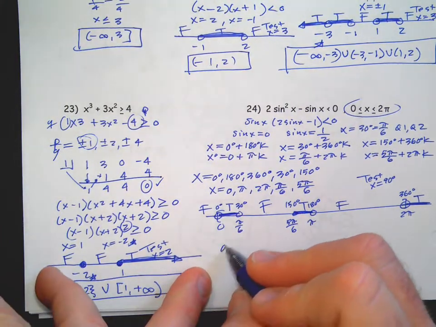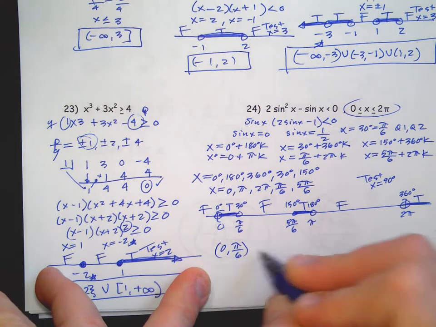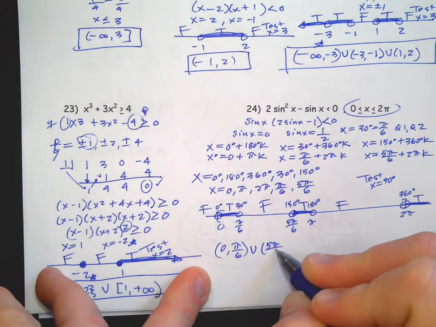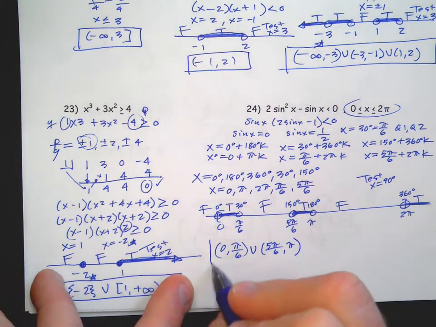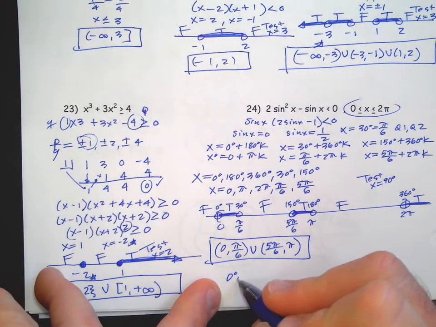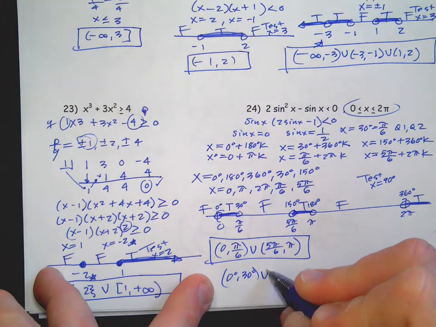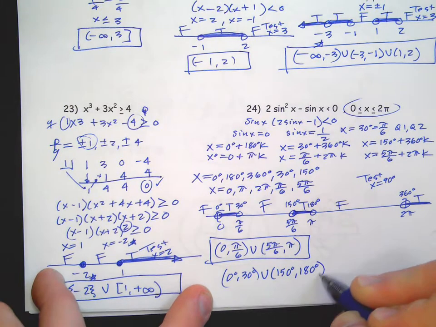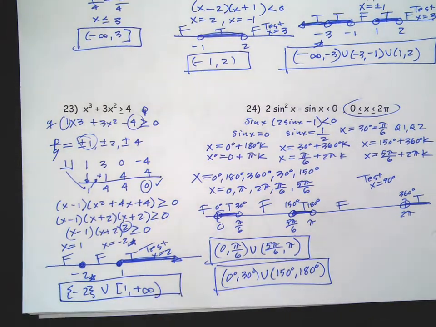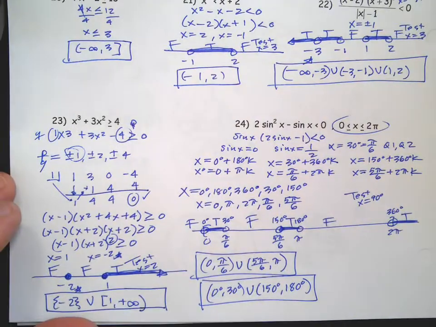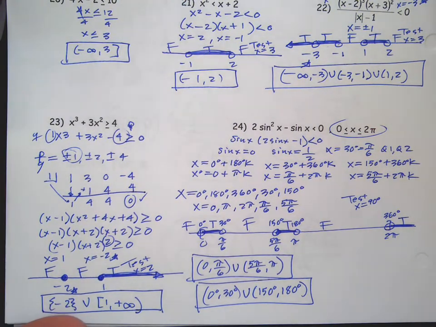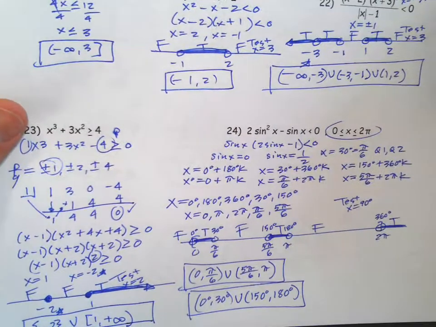So your answers are 0 to pi over 6, union 5 pi over 6 to pi. That's it. Or 0 degrees to 30 degrees. If we're doing degrees, you should use a degree symbol. Otherwise, no symbol indicates we are assuming it's radians. So there you go. Hopefully you get the hang of that. That was at least a week's worth of work from Calc AB we did in one day. That's fine. So I'll review. Be good at this stuff.